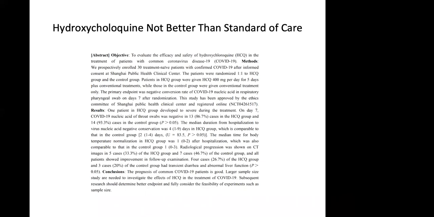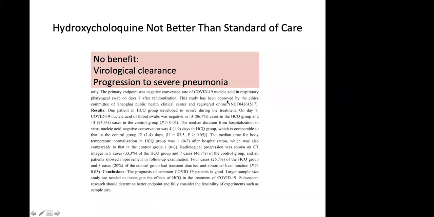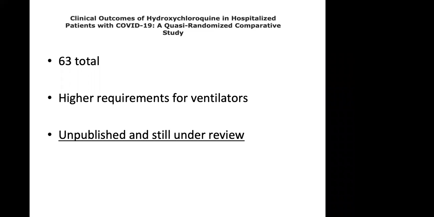There's another paper that was published from China that looked at hydroxychloroquine, and they looked at virological clearance and progression to severe pneumonia, and there was actually no benefit in either endpoint. This is a leaked manuscript that was submitted and being reviewed in the New England Journal of Medicine. Of course, we all know that for papers being reviewed, reviewers are supposed to hold the information confidential. They're not supposed to discuss it. They're not supposed to leak it for sure. Again, it is unpublished, still under review, but the results were not encouraging for use of hydroxychloroquine.